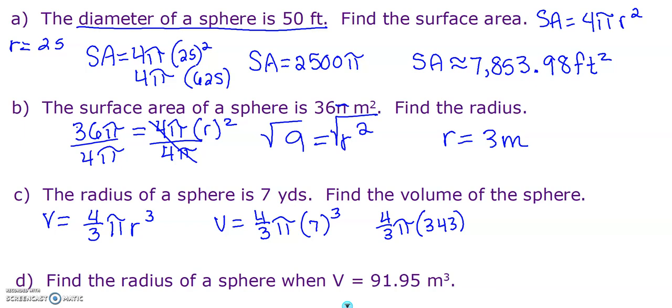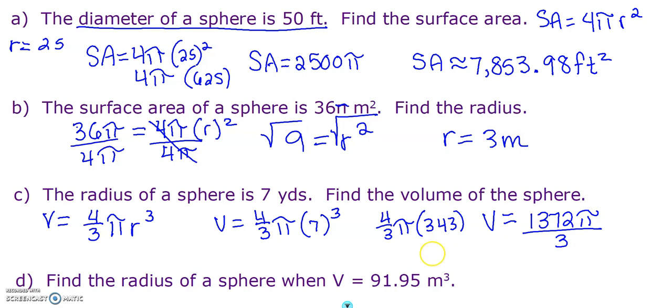So 343 times 4 is 1,372. And then when you divide it by 3, oh, I get a repeated decimal. So I'm going to leave it like this. So far my volume is going to be 1,372 pi over 3. Because it gives me that decimal, I'm going to just leave it like that if it asks me in terms of pi.